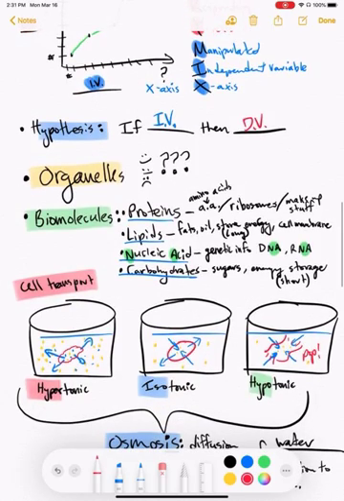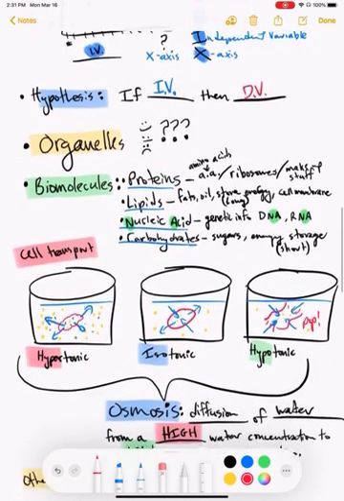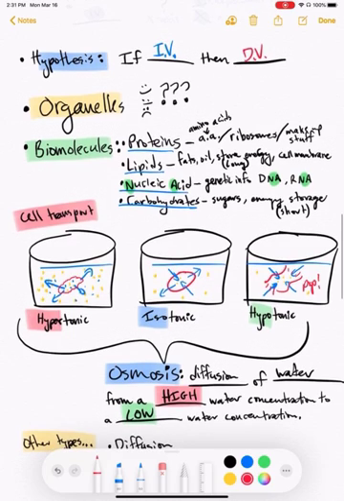Organelles, we should be familiar with most of them by now. The main ones we're going to get into in a little bit will be the mitochondria and the chloroplast, but please still know some of the other ones, like what does a vacuole do, a lysosome, the ER, and the Golgi. Please be familiar with those.